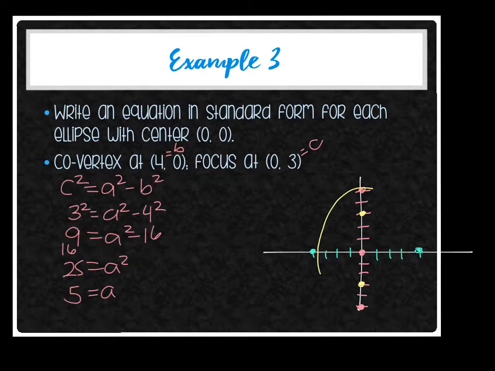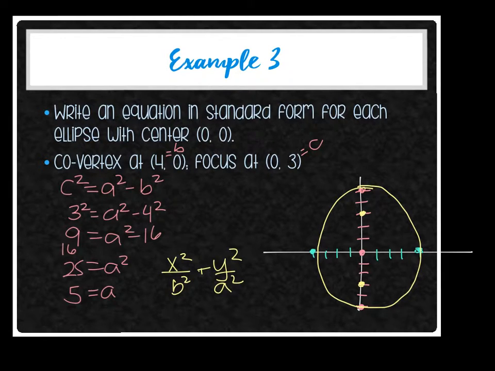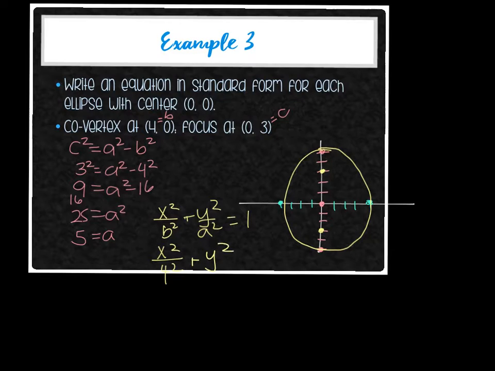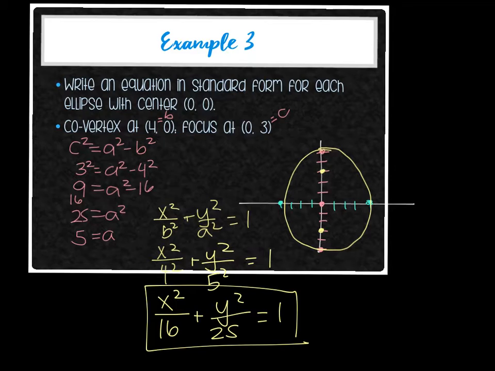Is this horizontal or vertical? Vertical, which means now the x is going to get the b and the y is going to get the a. So x squared over 4 squared plus y squared over 5 squared equals 1. Because the b was on the x-axis.